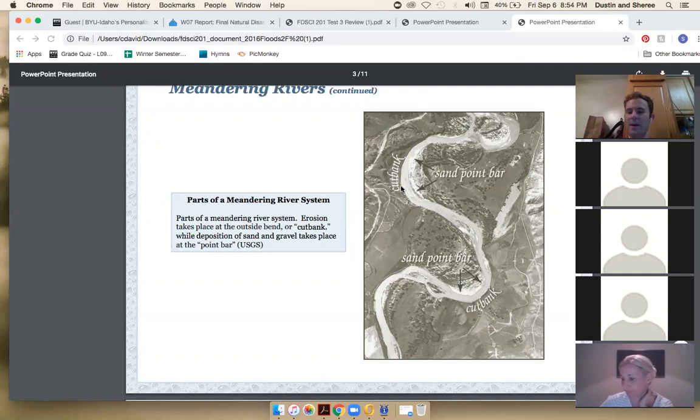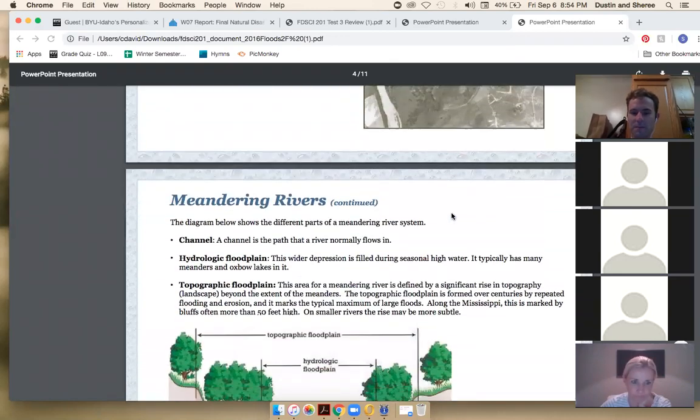So what's happening is you're getting deposition right here where it's building out sand, and at the same time, it's cutting away sand out here. So it's not widening the river so much as it's building it out into an even more curvy shape. It's accentuating that bend, and it's going to get worse and worse and worse.